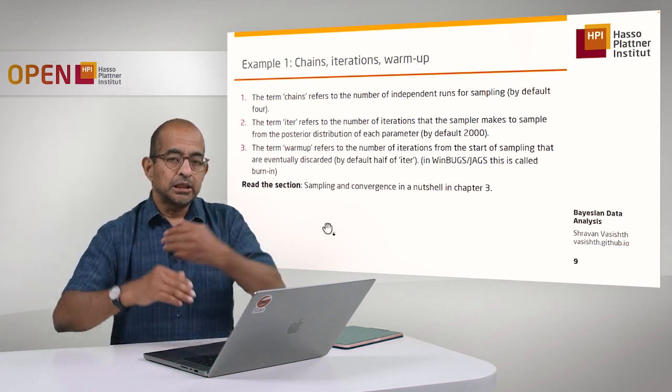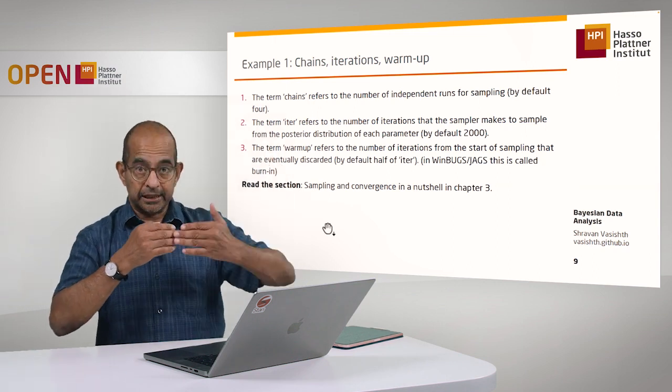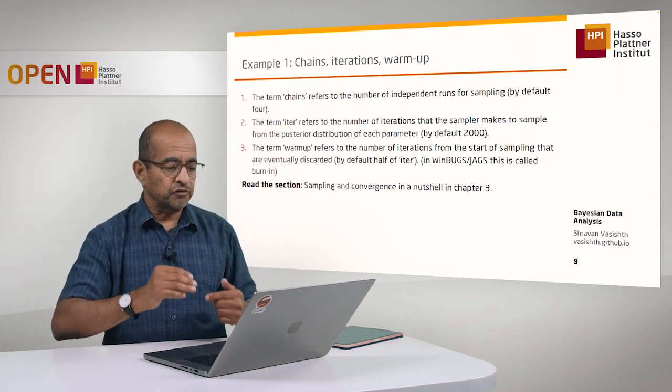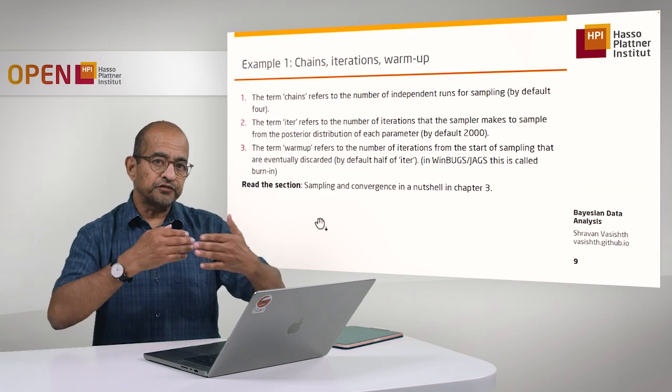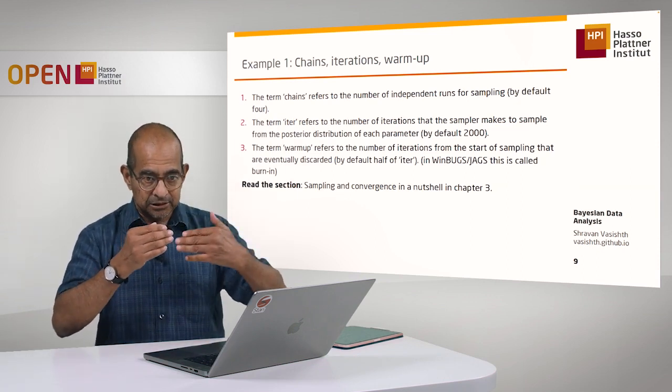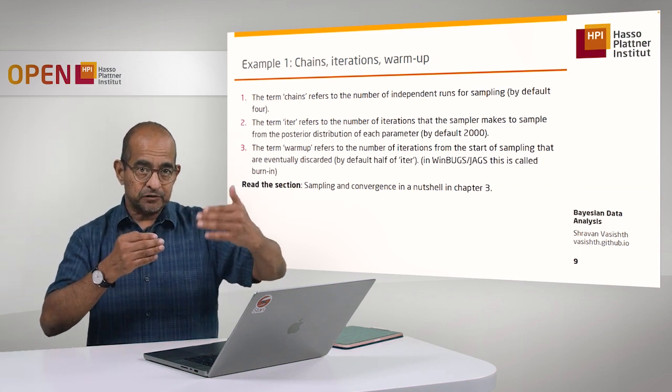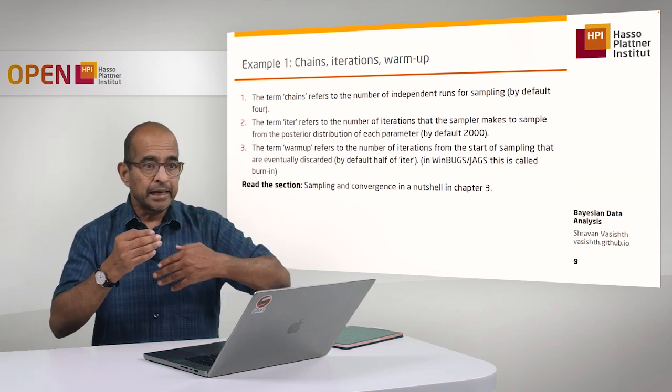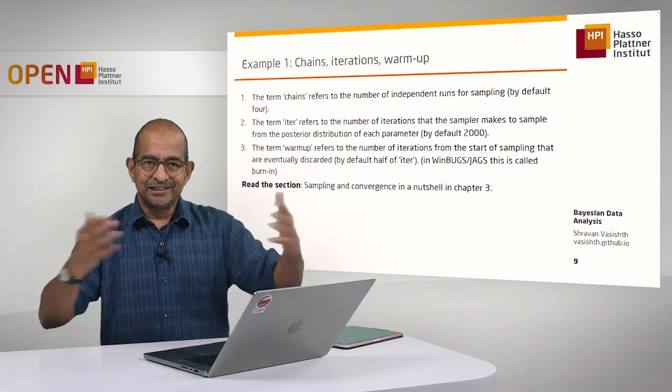Iterations refers to the number of samples you're going to collect. So 2000 samples is what we will collect, and warm-up refers to the fact that when the sampler starts to obtain samples from a particular parameter, in the beginning, it's lost in the real number space.